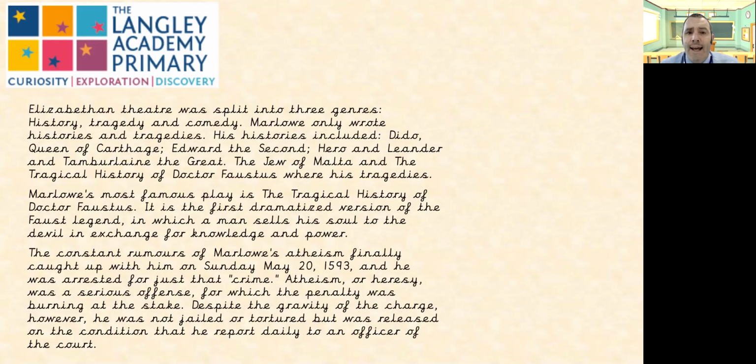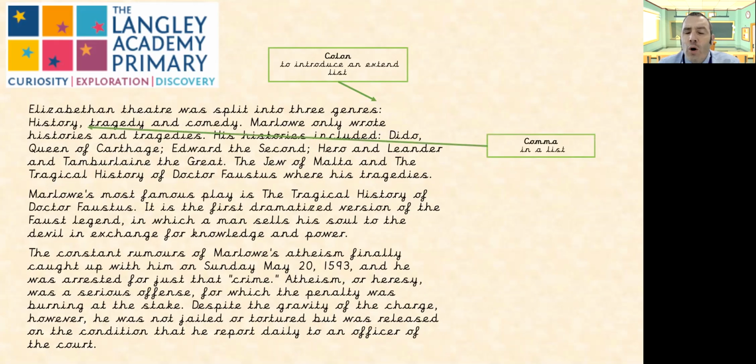So I'm going to pause reading here, and we're going to work through this one and pick up the grammatical features. So here we have a colon that introduces an extended list. We have commas in a list to separate the items. So it doesn't matter whether we've got 3 items or 103 items. We have commas to separate all the items apart from the last one, which will have 'and'.